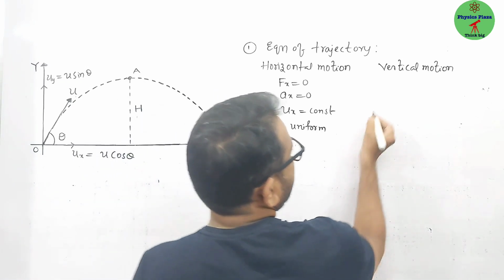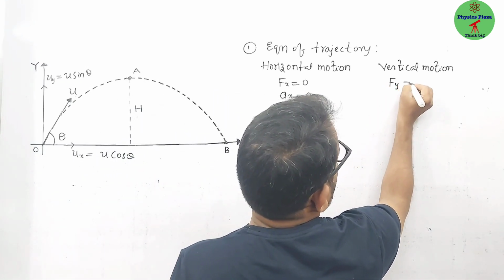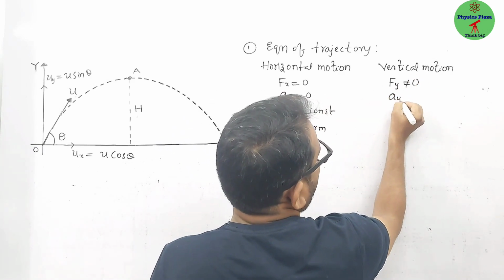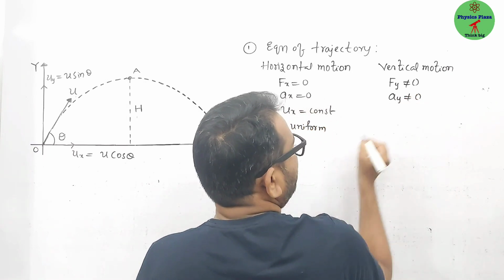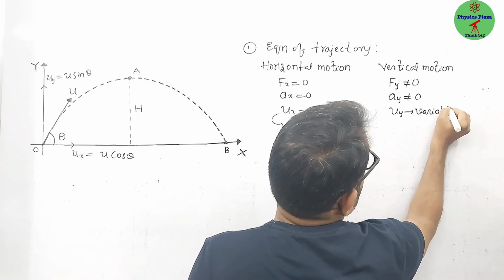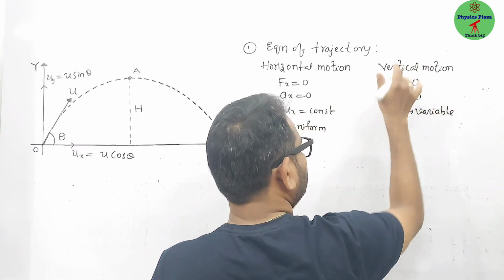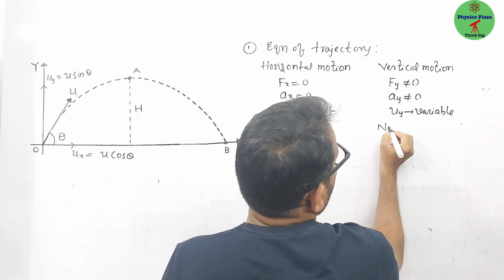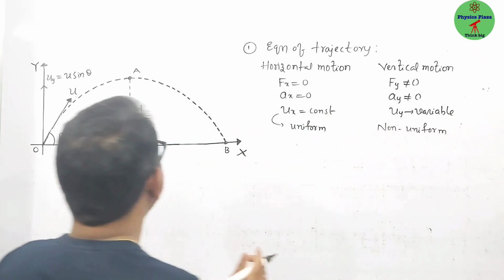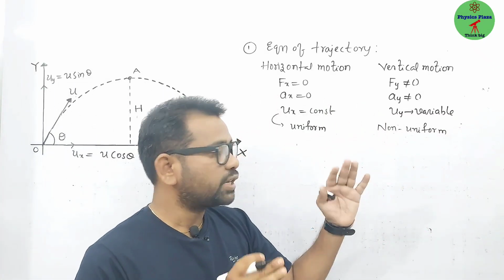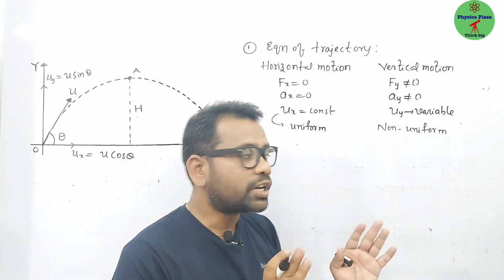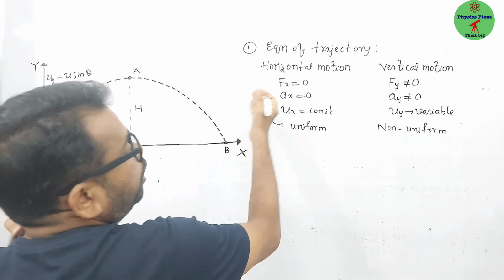Whereas when it comes to vertical motion, children, there is a force acting in the vertically downward direction, hence the force is not 0. As force is not 0, acceleration is not 0, hence uy is variable. Hence the vertical motion of the projectile is called what? Non-uniform motion. So the motion of a projectile can be resolved into a uniform motion and a non-uniform motion. Now let us concentrate on the horizontal motion.